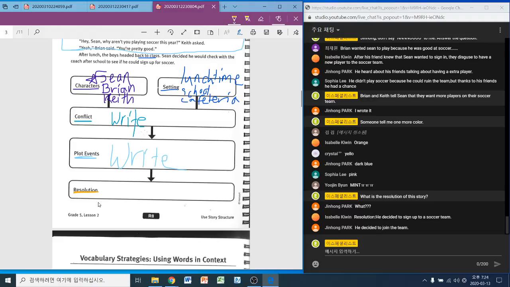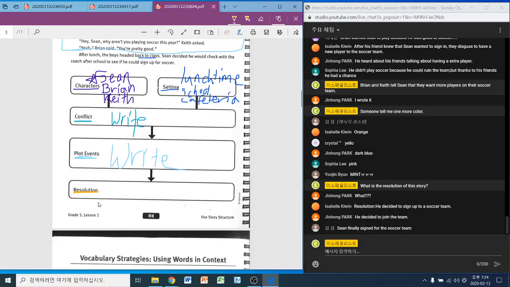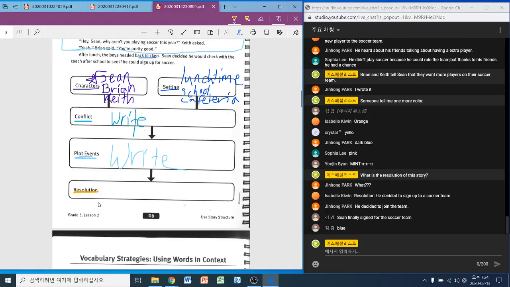Jinhong says, he decided to join the team. Okay, yeah, that could be team if we know it's soccer team, sure. Sean finally signed for the soccer team. And we would say, Sean finally signed up for the soccer team. You signed up for the soccer team. You also say blue. Blue is not the resolution. Also, you're very late on the color. Right? Isabel was fast on the orange. Okay.